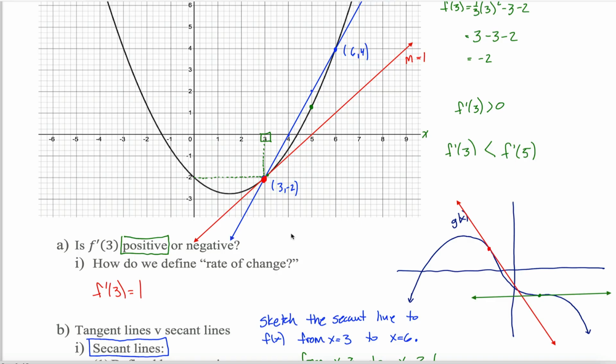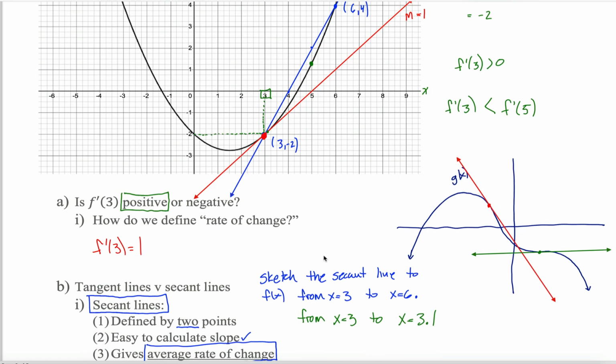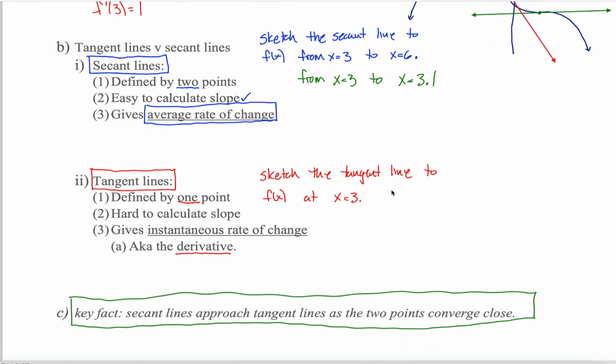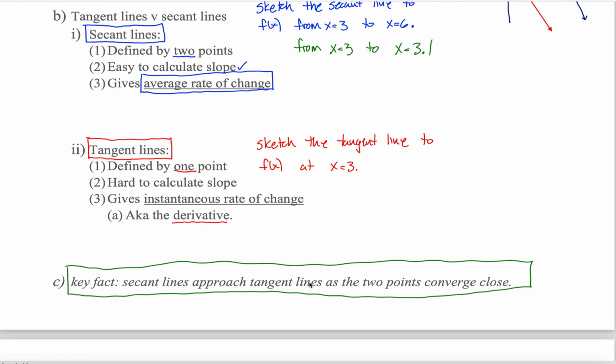A key fact that we'll make more concrete as this section goes on is that secant lines turn into tangent lines when the 2 points that define the secant line get arbitrarily close together. Secant lines approach tangent lines as the 2 points converge. This is a really powerful statement that we'll explore more closely in the next video.